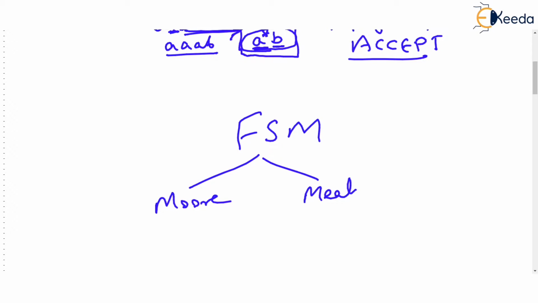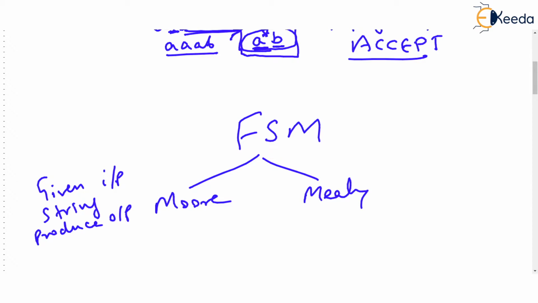Now, both these machines are basically finite state machines. That means they will have a finite number of states like Q0, Q1, Q2, and so on. And these machines will give output. Given some input string, these machines will produce output.